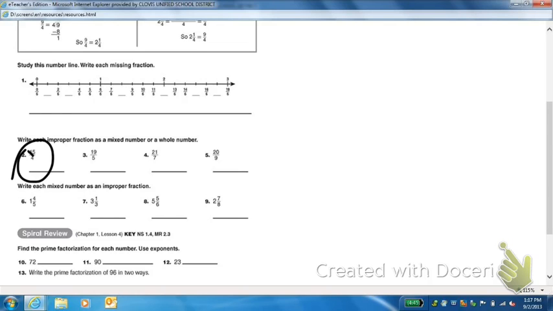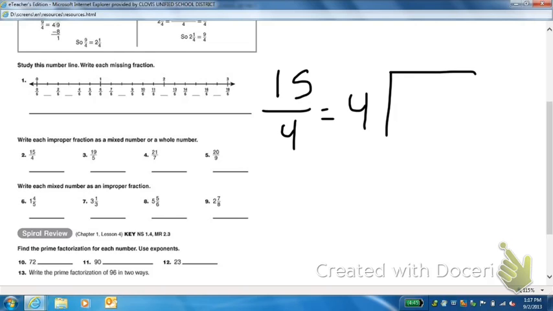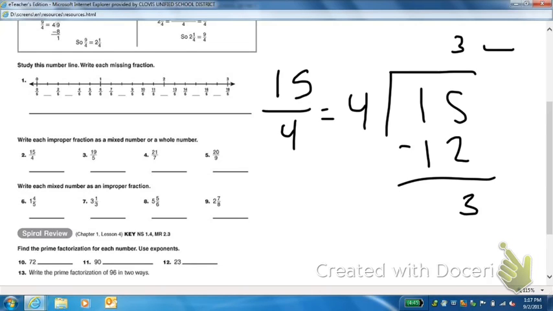So let's look at number 2, 15 over 4. So 15 divided by 4, because the numerator is bigger than the denominator. It's an improper fraction. 4 into 15 goes 3 times. 15 minus 12 is 3. So my 3, my remainder, is going to be my numerator, and my denominator is going to stay the same, 4. So number 2, the answer is 3 3/4. And that's what they're doing for number 3, 4, and 5.